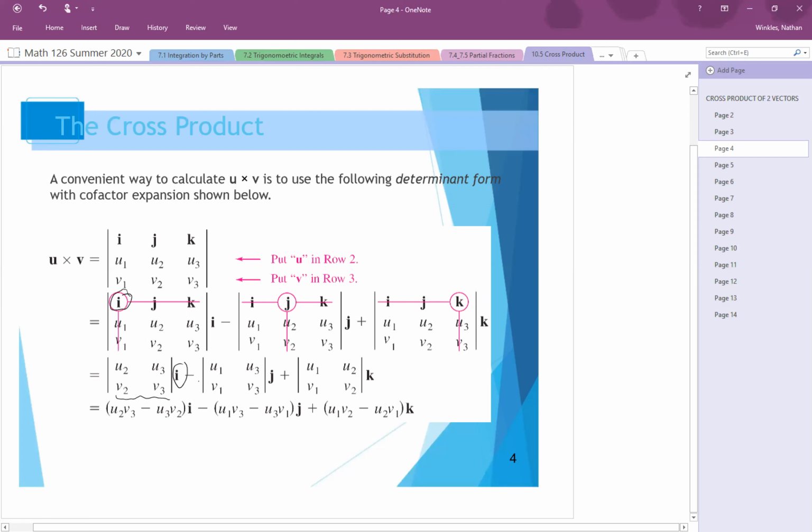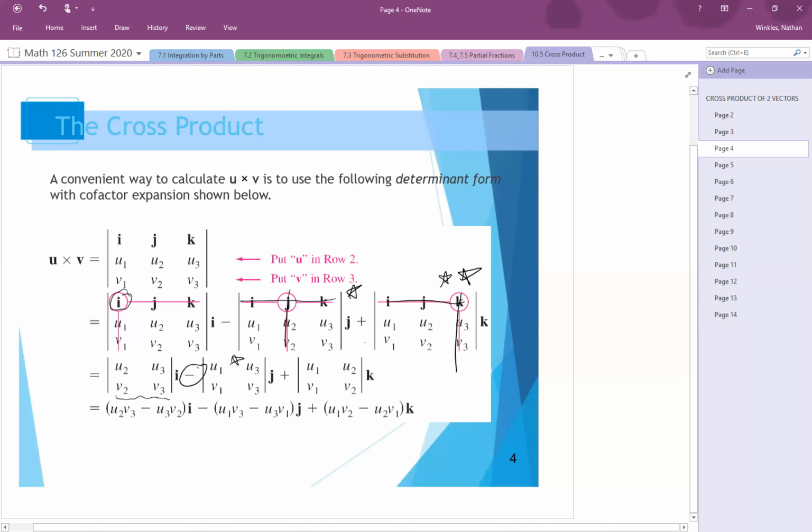Since we're using cofactor expansion, and I'm telling you to always use the very first row, we are always going to have a minus sign right here in front of this j term. So we got u1, u3, because we're doing this one now. We circle the j, we cross out the row and the column. We write what we have, u1, u3, v1, v3. So that's how we got to here. Next, we're going to do this one. We're going to circle the k. We're going to cross out the row and the column. We're going to be left with u1, u2, v1, v2 times k.